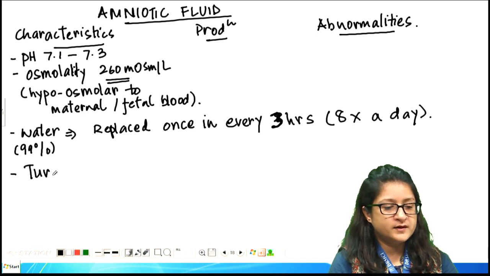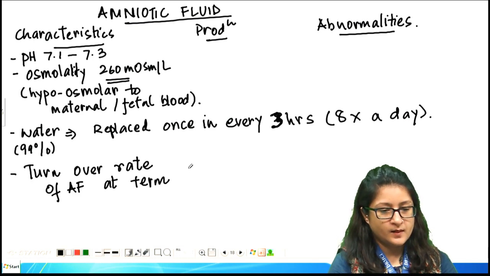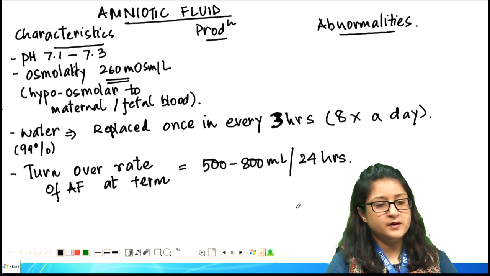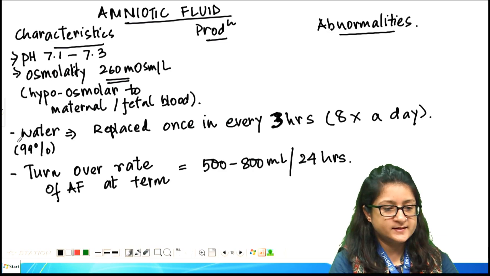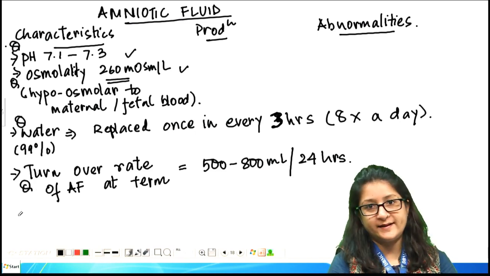And the turnover rate of amniotic fluid at term is around 500 to 800 ml per 24 hours. This is another important point to remember. So these are the characteristics that they ask about. All right, the pH, the osmolality, they have asked all these questions in recent exams. The water content, it is majority of the content is water, and the turnover rate of amniotic fluid at term.